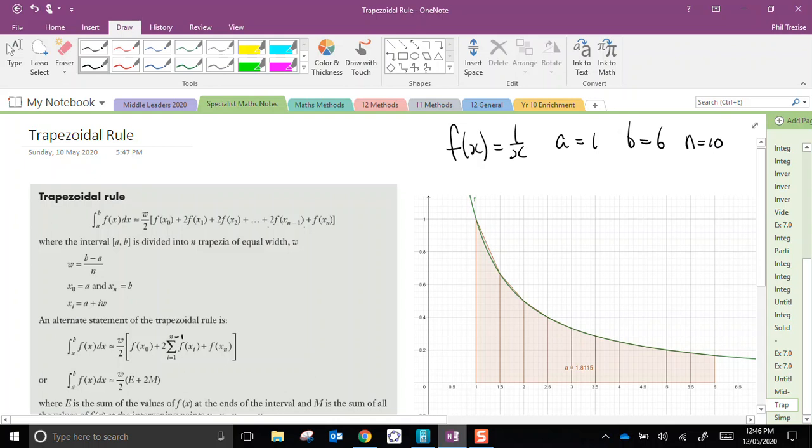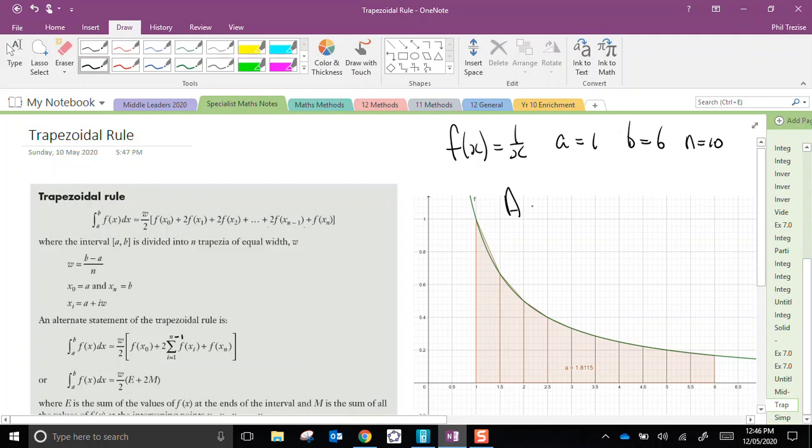What I want to do is calculate the width of each of these little trapezoids, and calculate the area of each one. I'm going to find the height of the function on the left, the height of the function on the right, and by joining a straight line between them, I'm really finding the area of a trapezium.